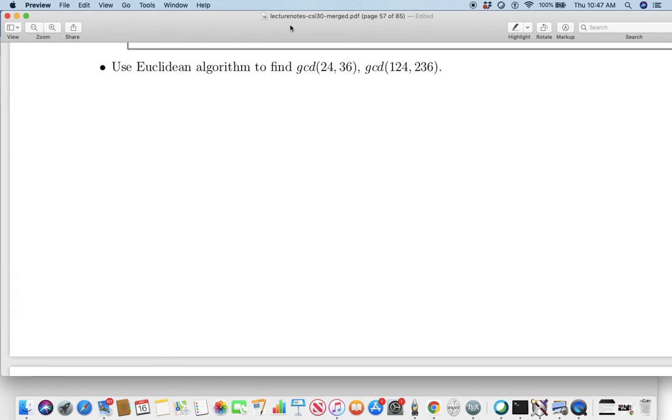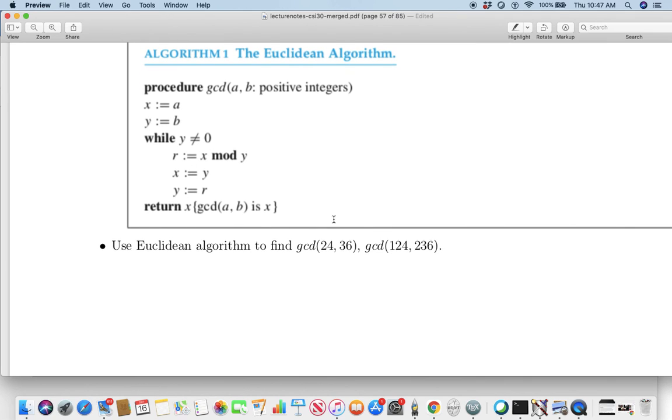Alright, so that's the Euclidean procedure. Go through this procedure for a few other examples, you will get it better.